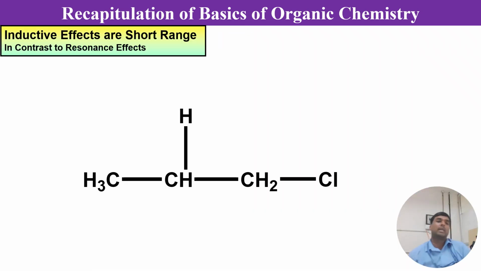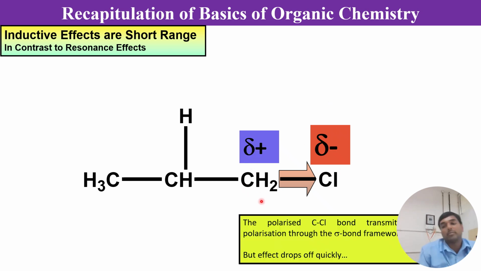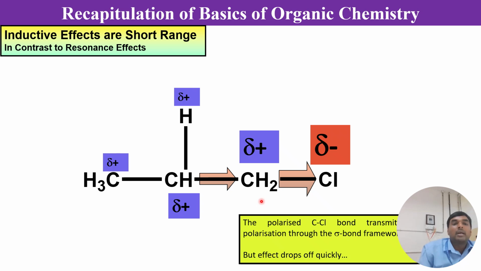Now if we consider propyl chloride, electron density is highest in the case of chlorine. So chlorine will have a partial negative charge and the adjacent carbon will have a partial positive charge. But the other two carbons will not have much effect because the inductive effect is mostly observed at the adjacent carbon atom only. And inductive effect is size dependent.